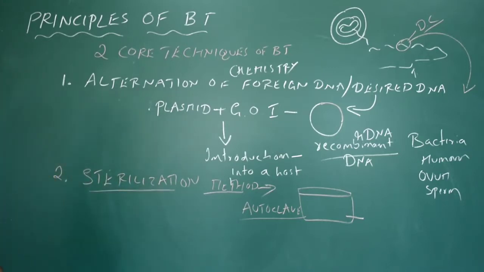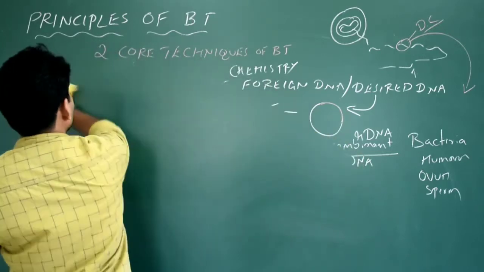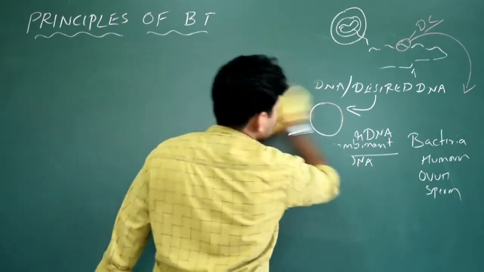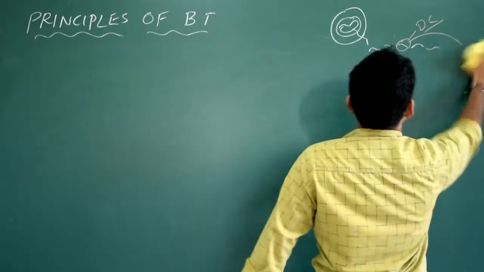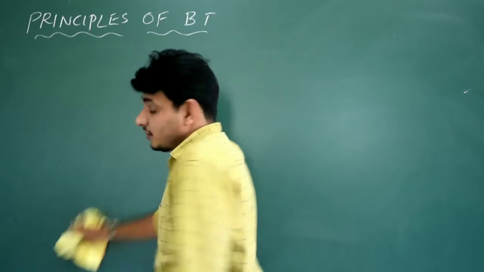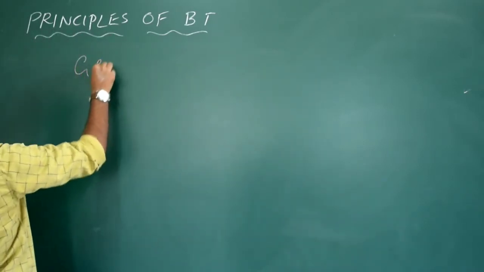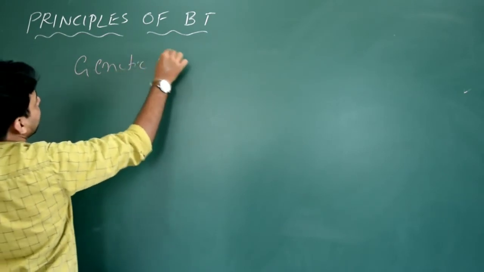Now I'll erase this. Very important, could be asked. Mention the principles of biotechnology. Could be asked for 2 marks. Simple. I forgot, the main name of the first core technique is genetic engineering. I forgot the name. Write it down.